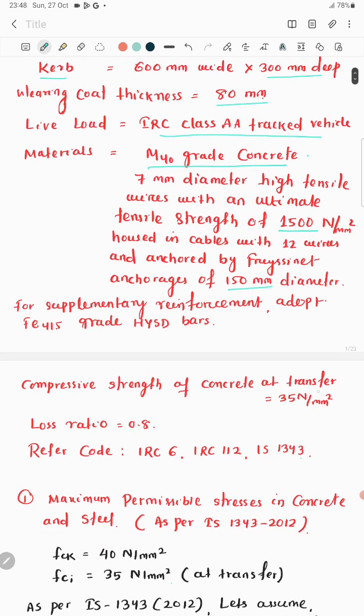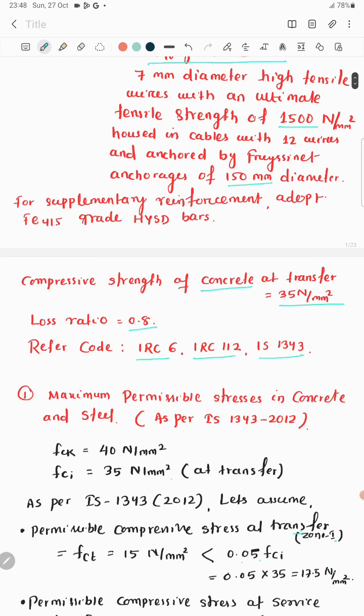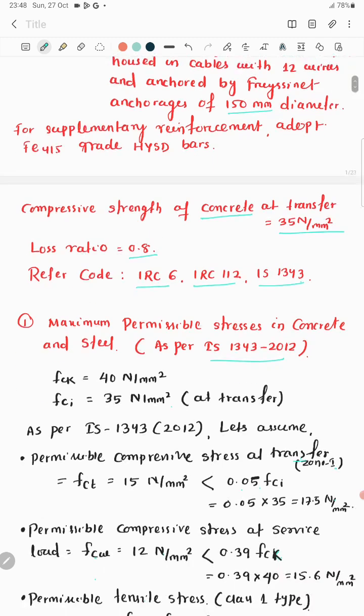The compressive strength of concrete at transfer is given 35 Newton per mm square. The loss ratio is 0.8, and the codes referred here are IRC 6, IRC 112 and IS 1343. So now coming to step 1. First we have to find out the maximum permissible stresses in concrete and steel following IS 1343 2012.